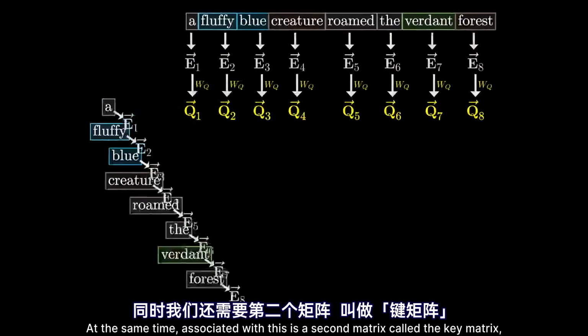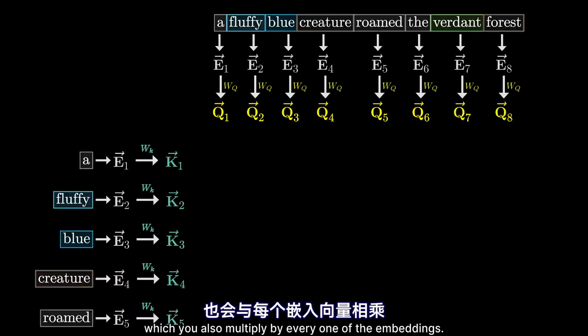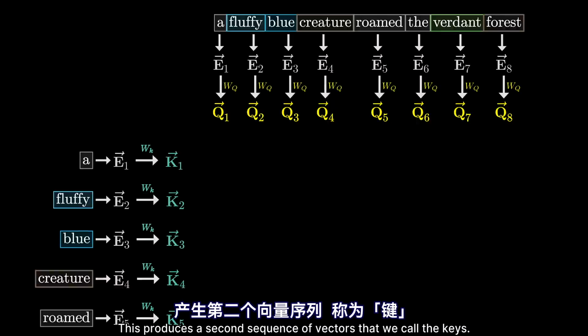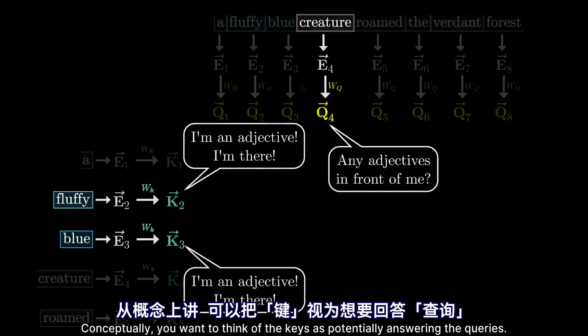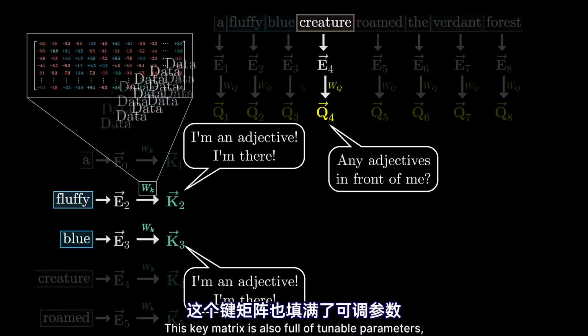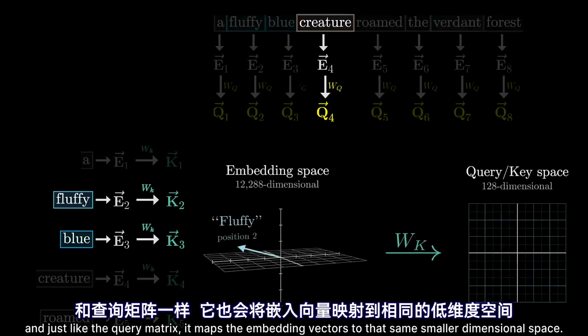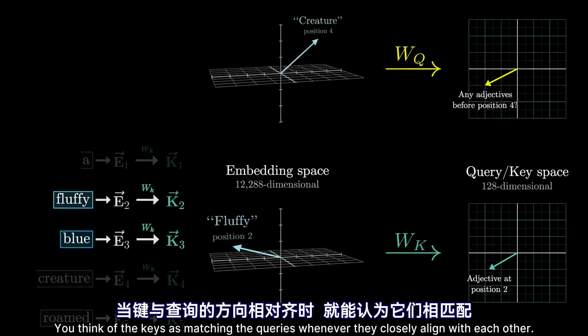At the same time, associated with this is a second matrix called the key matrix, which you also multiply by every one of the embeddings. This produces a second sequence of vectors that we call the keys. Conceptually, you want to think of the keys as potentially answering the queries. This key matrix is also full of tunable parameters, and just like the query matrix, it maps the embedding vectors to that same smaller dimensional space. You think of the keys as matching the queries whenever they closely align with each other.